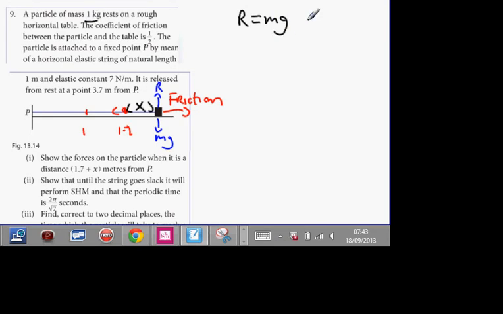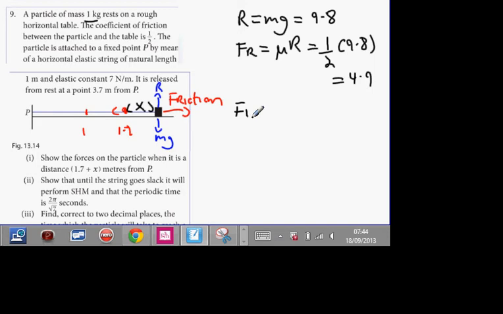M is 1 kilogram, so it means it's just 9.8. Okay, 1g, which is 9.8. Next part is force to the right is the friction force. So force on the right equals mu R. Mu equals a half, times 9.8, which in turn will get us 4.9. So that's your force right. Your force left is going to be k multiplied by L minus L0, which is the natural length, your current length minus your natural length.